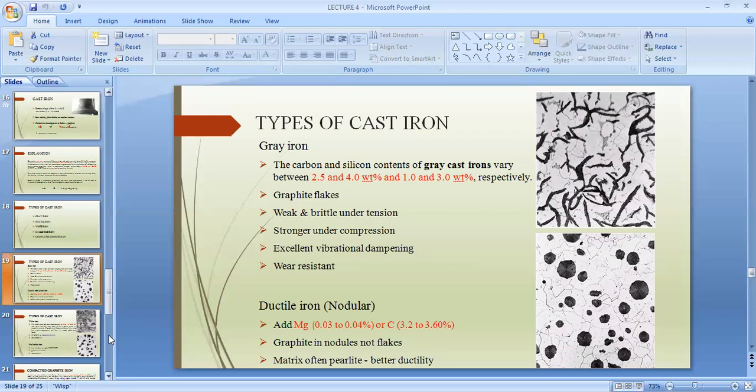And the ductile, we can say nodular cast iron, has an addition of magnesium instead of silicon. So it's graphite in nodules, not flakes. The matrix is often pearlite, with better ductility. Pearlite we will see in the iron carbide diagram. It's also another form of iron because it has ferrite, then we have cementite, austenite. These are just the forms of iron, and these forms are differentiated by the percentage of carbon or by the temperature.